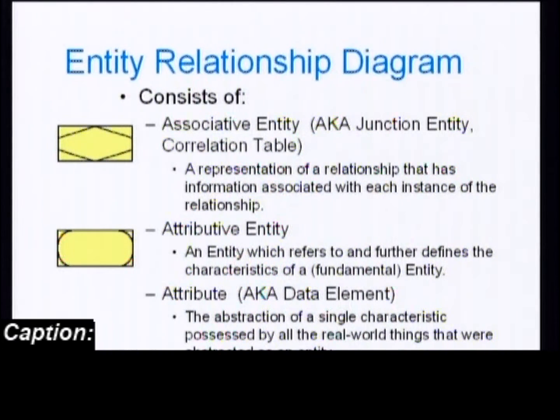The next element is the attribute, also known as a data element. This is the abstraction of a single characteristic possessed by all the real-world things that were abstracted as an entity. So, for example, the attributes for a fundamental entity of a desk would be the height, the length, and the width of the desk. All entities can and most often will end up being implemented as tables in a relational database with attributes implemented as data elements or fields in those tables.